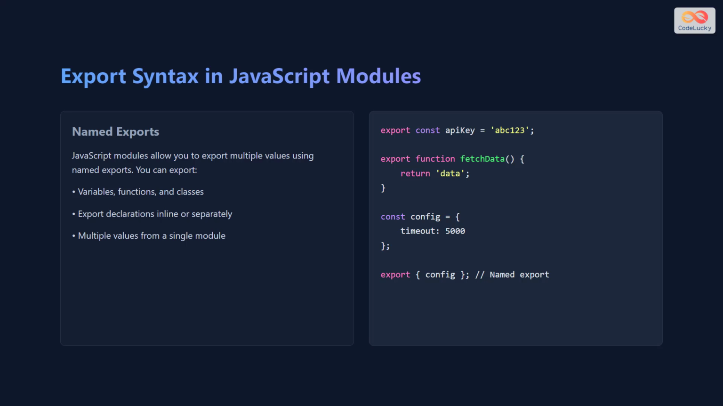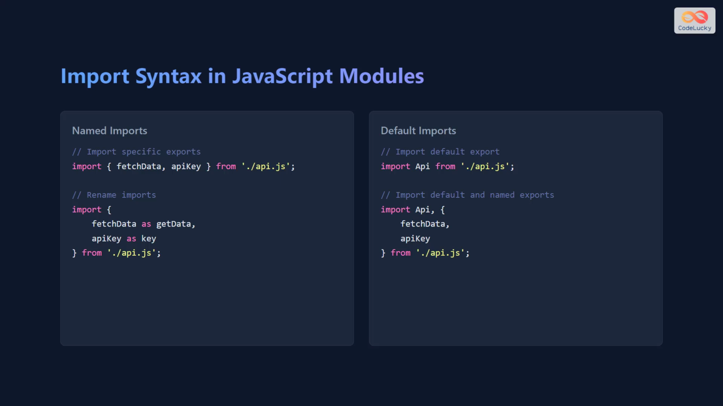For example, you can export a constant named API key which has a string value of ABC123. You can export a function named fetchData that returns the string data. Additionally, you can define a constant named config, which is an object that contains a timeout property with a value of 5000, and then export it using a named export.